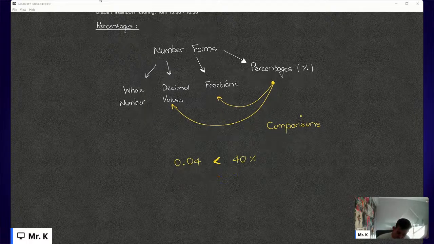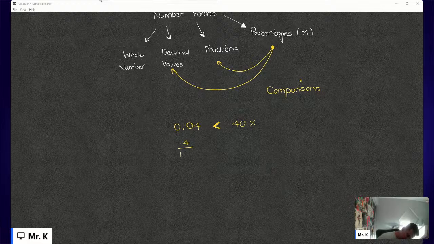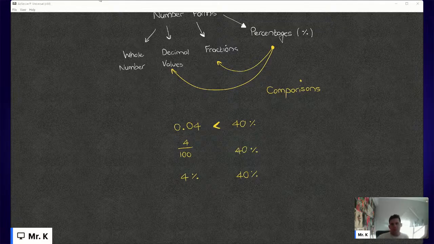How do I know this? Well, 0.04 is the same as 4 out of 100, and 4 out of 100 is the same as 4%. So if we continue this comparison as we change through these different number forms, we can see that it is clear that 40% is bigger than 4%, right?